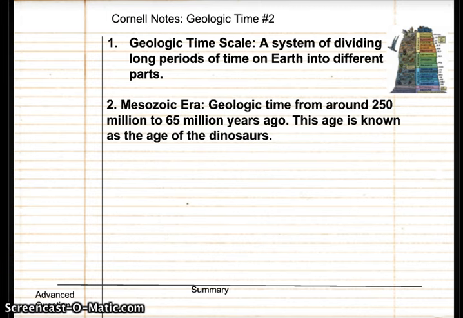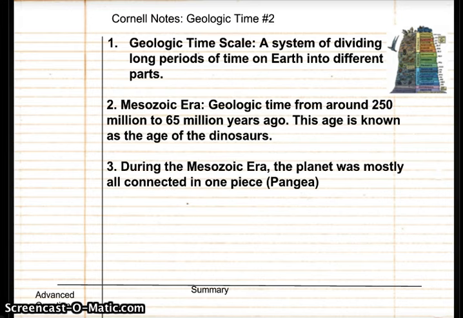All right, let's move on to number 3. During the Mesozoic era, or the time of the dinosaurs, the planet was mostly all connected in one piece, in Pangaea. And that's why we found skeletons such as T-Rexes all over the world, because a lot of the dinosaurs used to walk from one place to another because all the world was connected. We'll get to that idea more next year, but it's just something important to mention now, because it does connect. All right, go ahead and make up a question for that one, and then move on to the last idea.